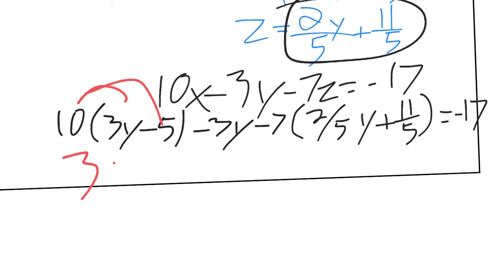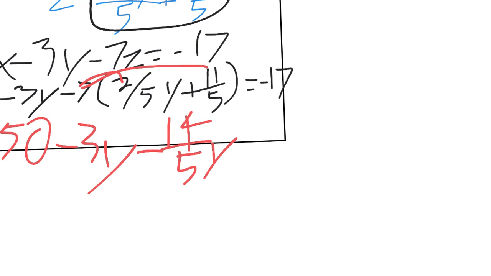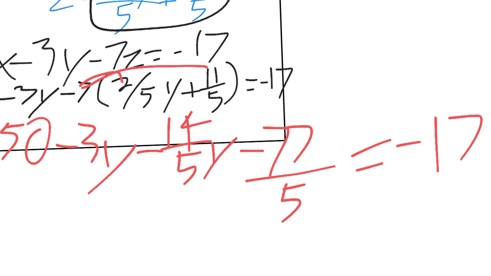So right now I'm going to distribute the 10 to the inside of the parentheses, and so that's going to give me 30y minus 50, and then bring down the minus 3y, and then we're going to do negative 7 times 2 over 5y. So that's going to be negative 14 over 5y. And then negative 7 times 11 over 5, so it's going to give me negative 77 over 5. And then it's just going to equal negative 17.